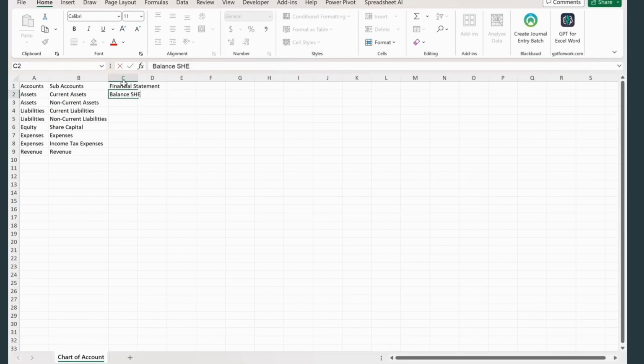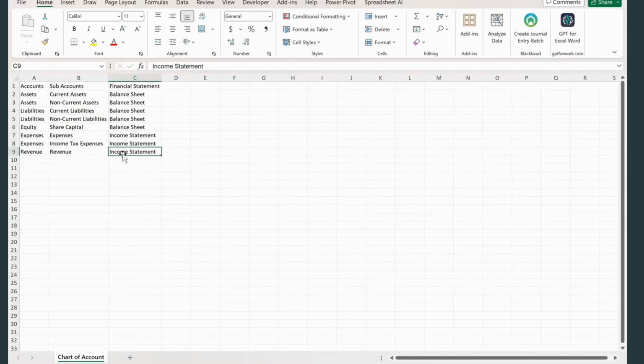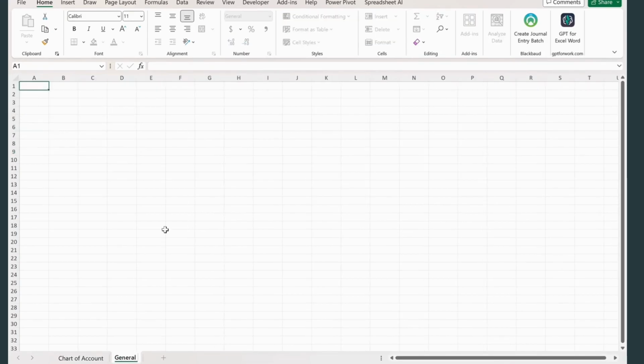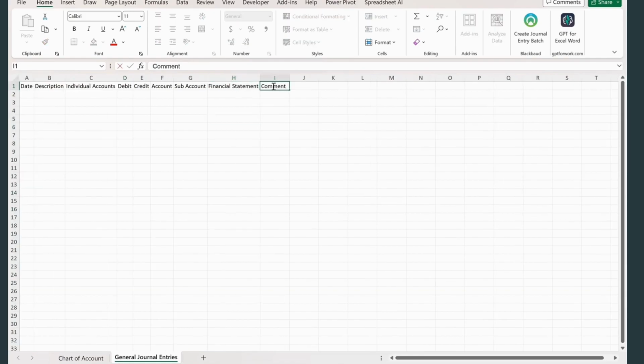You have financial statement for assets, liability, equity, they are all balance sheet. Expenses and revenue are income statement. Create our general journal entries. Date, description, individual accounts, debit, credit, amount, account, sub-accounts, financial statement.